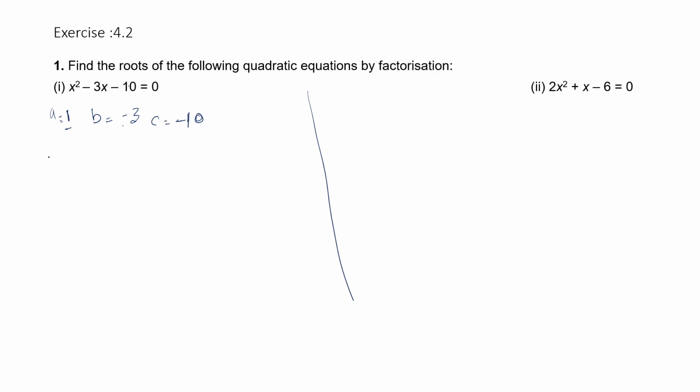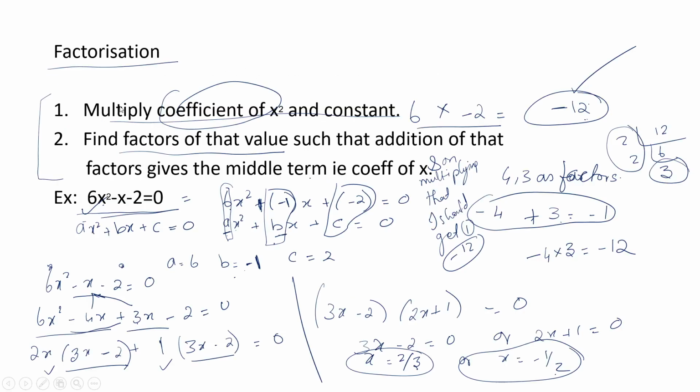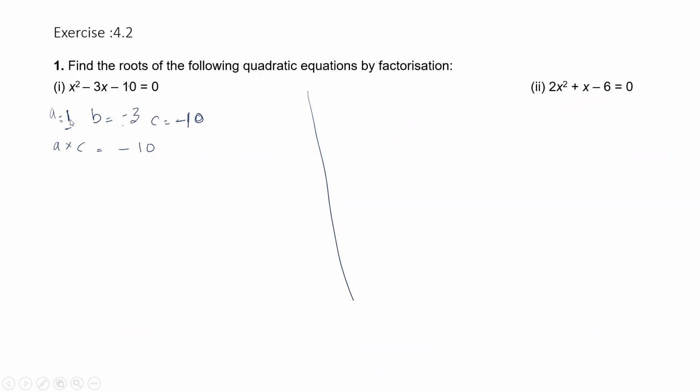Okay, now what you have to do, we have to multiply a into c. So minus 10. Multiply the coefficient of x square and the constant. Okay, so coefficient of x square is 1 and constant is minus 10. So a into c. Now second point is, we have to factorize this 10. So 2, 5, that's it. No other factors, all prime factors now. So 2 and 5. So no need for us to split, it is only 2 and 5.